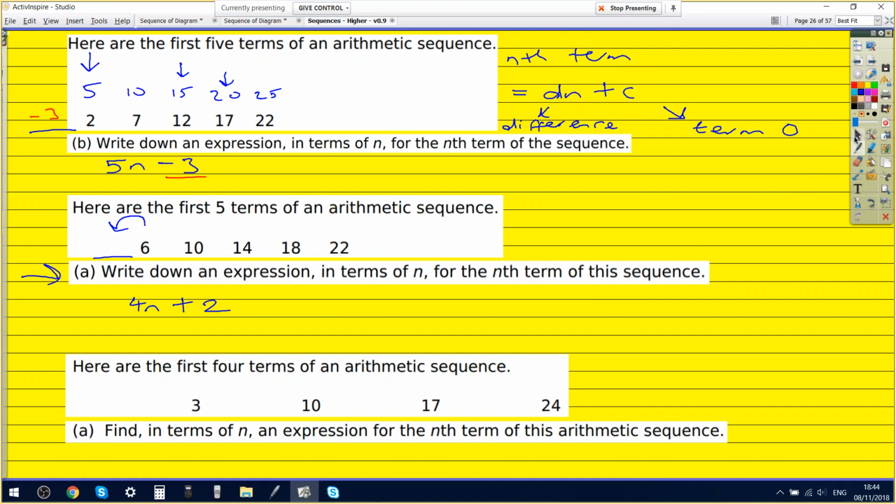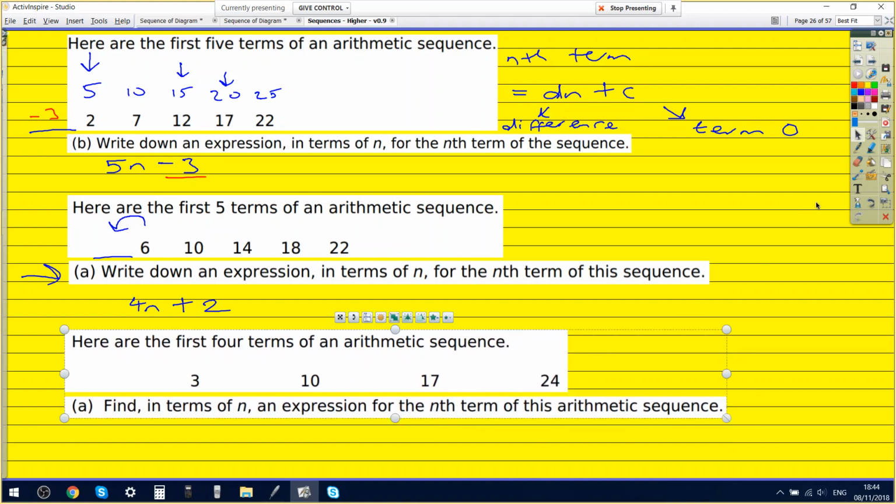And the last one, nth term for that sequence. Seven. So 7n. Yeah, 7n. Plus, or 7n minus 4. Well done. Brilliant. Got it.